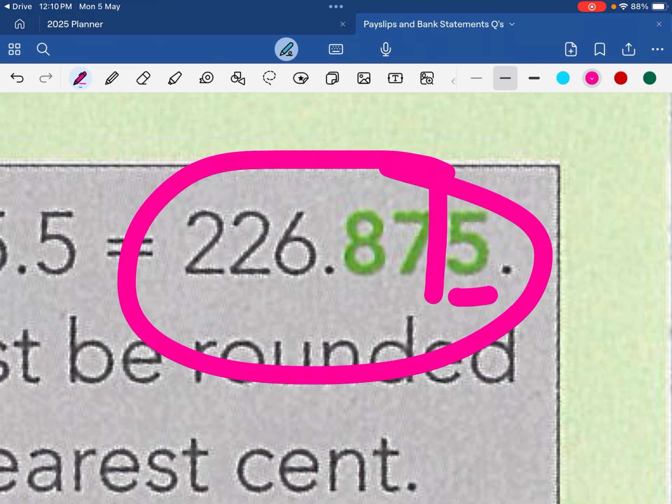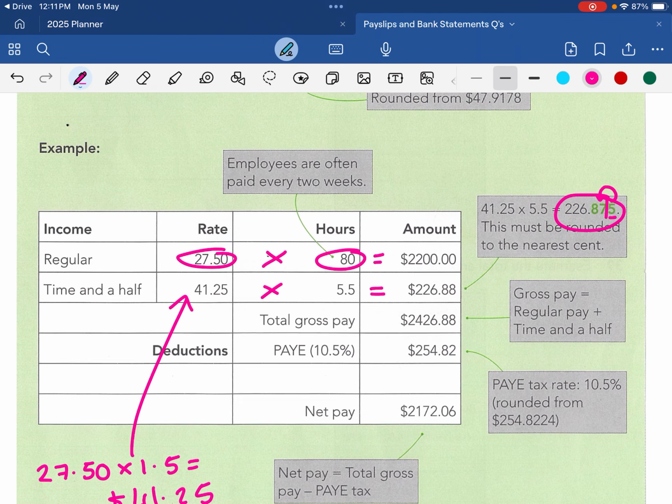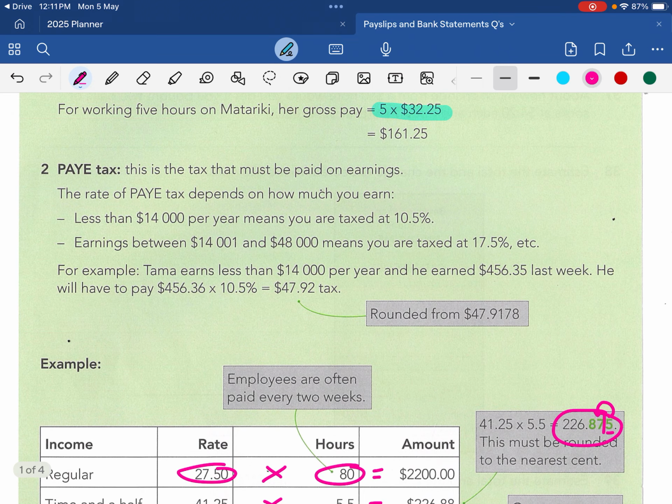I look just at this number. 0 to 4 stays the same, so it would be 0.87, but 5 to 9 rounds up, and it just changes that 7 to an 8, so it takes it 1 up. 226.88. Okay, the next thing we're going to look at is PAYE tax.